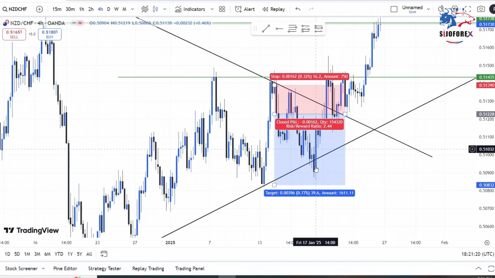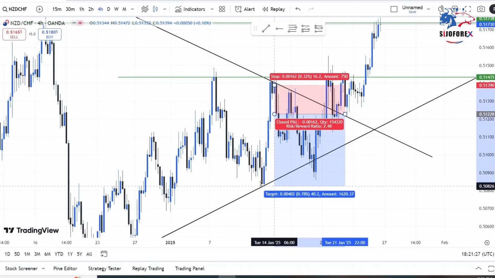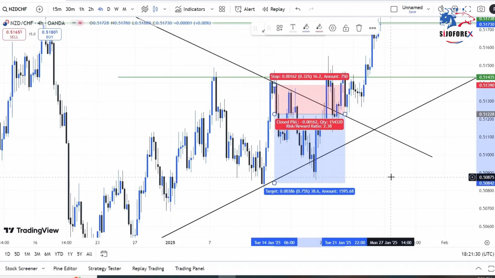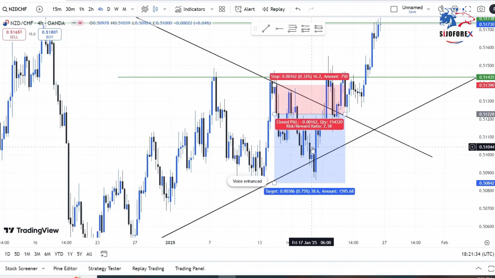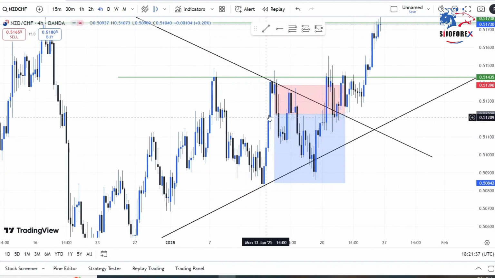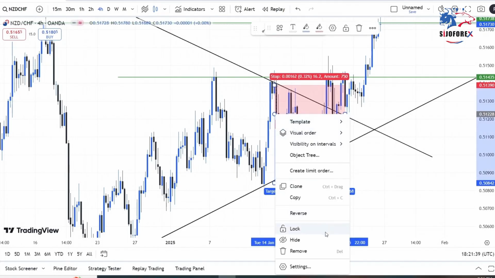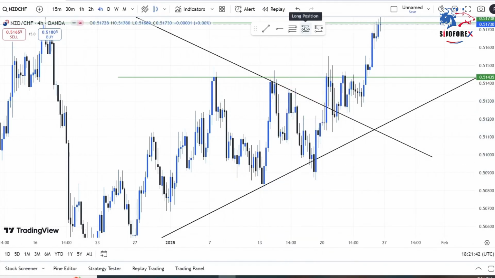So you are risking 16 pips to make 39 pips. Though it didn't actually hit the take profit, if you're a smart trader, you could have moved to break even somewhere here. That's how you trade this market. That's how you use your long and short positions, buy and sell.